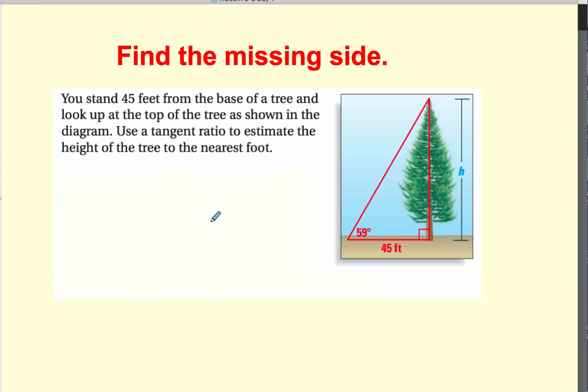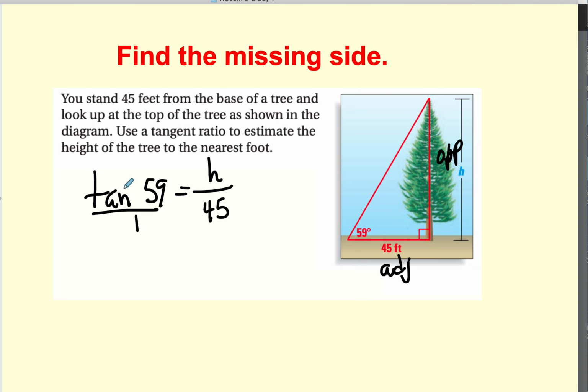Okay, let's take a look at how tangent can help us find the height of a tree. So this is a right triangle. This is the opposite side. This is the adjacent side. So it's perfect for tangent. Tangent of 59 degrees is equal to h, that's the height of the tree, all over 45. I'm going to put a 1 under here so I can cross multiply. So this will be 45 times the tangent of 59 degrees is equal to h.